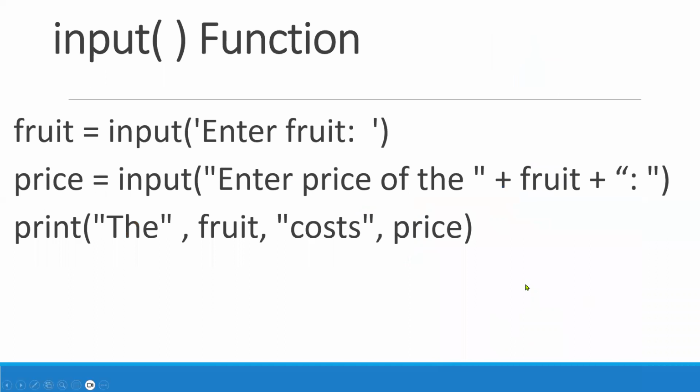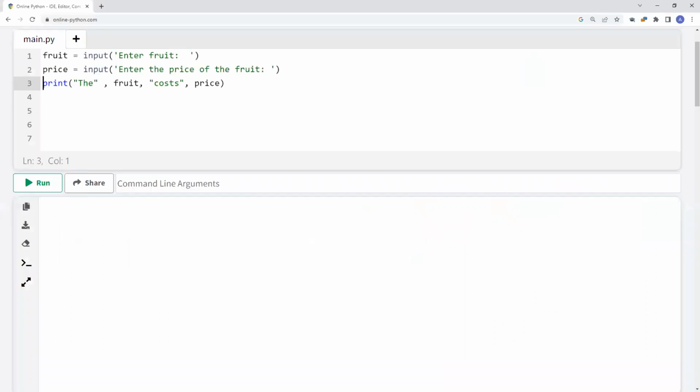Here I have an example of a program that shows the input function. I will go over to the interpreter to show you how this program works. So here I have my program, line 1. Again, just input the name of the fruit and the price of the fruit. And then I'll just print the fruit costs this much.